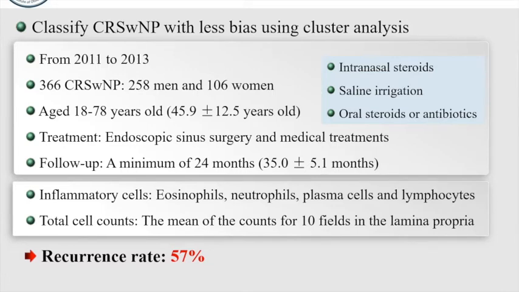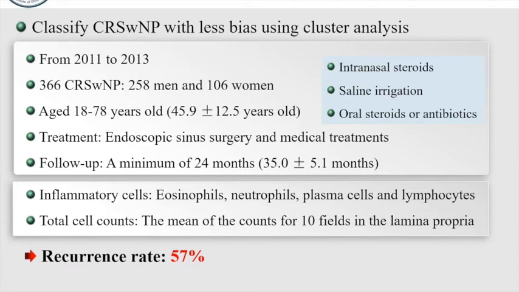In this retrospective study, we recruited 366 patients with polyps who received endoscopic sinus surgeries and appropriate medical treatment. With a mean follow-up time of nearly 3 years, it was surprising to find out that the recurrence rate was as high as 57%. I have to tell you that number is really a depressing one, because when I asked the surgeons around me about their cure rate of the surgery, they always said, I cure most of my patients, let's say 80%. We need to find out the underlying mechanisms.